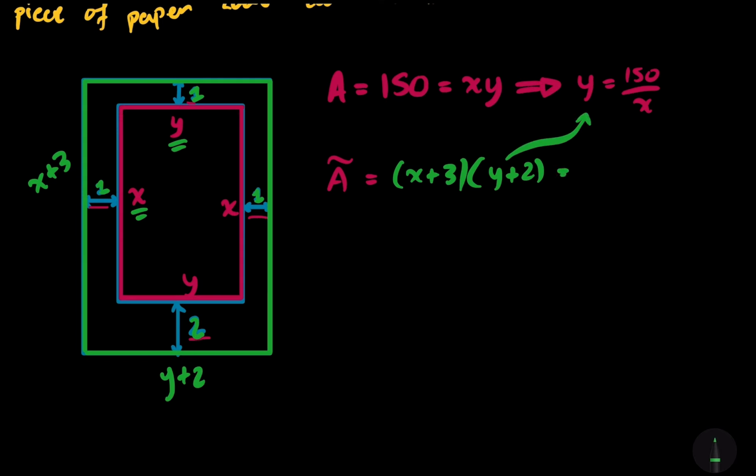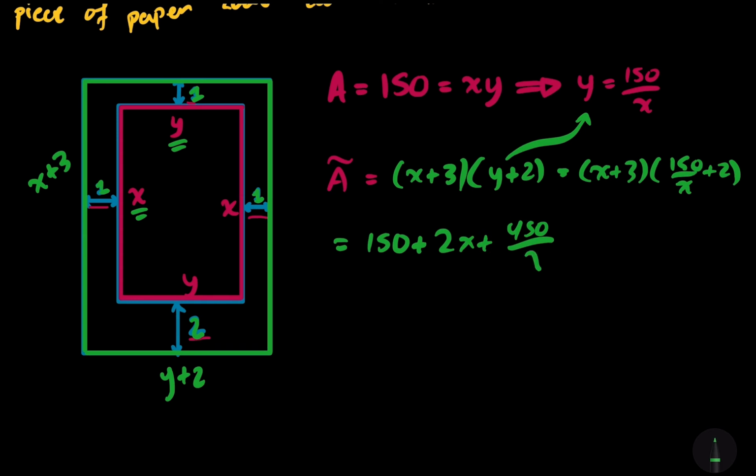This is going to be equal to x plus 3. We can go ahead and just substitute. We get 150 over x plus 2. And then we can just multiply this out. So we'll end up with 150 plus 2x plus 450 over x plus 6, which is going to be 156, plus 2x, no, plus 156, plus 2x, plus 450 over x.